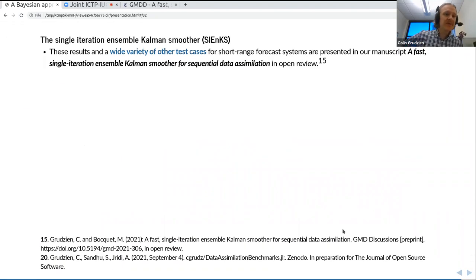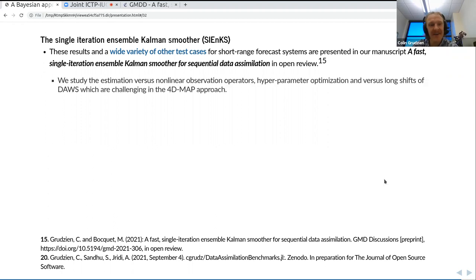So, these results are demonstrated in a wide variety of other test cases for short-range forecast systems, which are presented in our manuscript, A Fast Single Iteration Ensemble Kalman Smoother for Sequential Data Assimilation, which is currently in open review in Geoscientific Model Development, which is a very nice process, actually. The preprint is available, and even the community can comment on the review process if they wish. It's completely open to the community to be a part of this review. So please, I'd be delighted if you take a look at this later, as you wish.